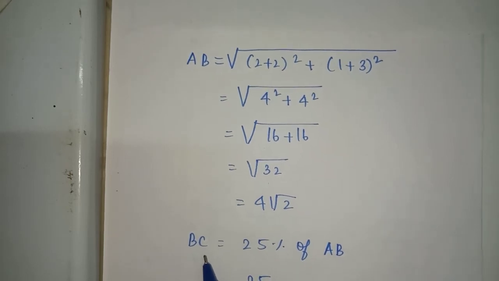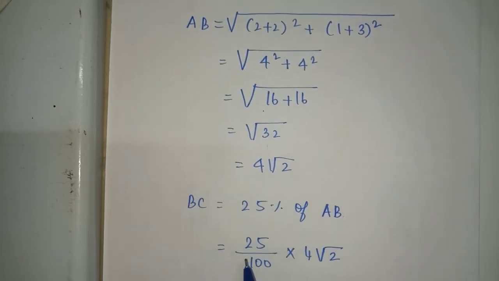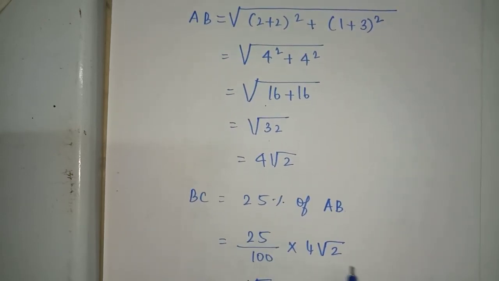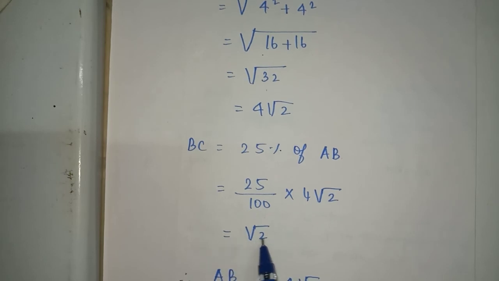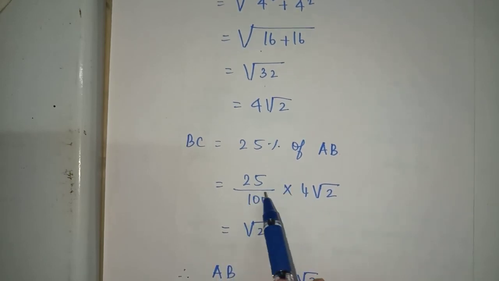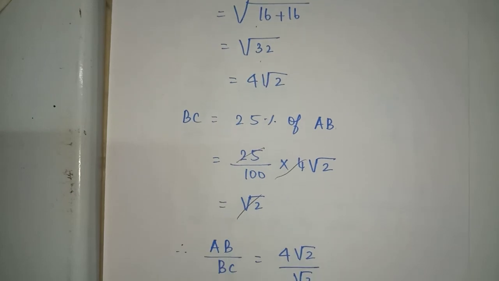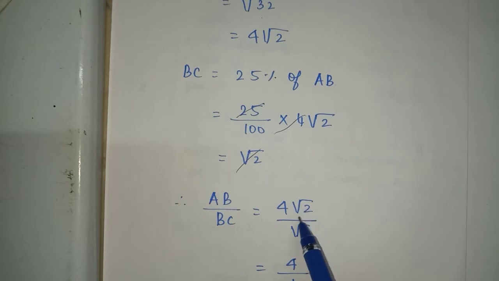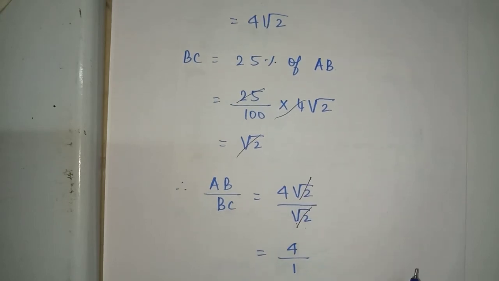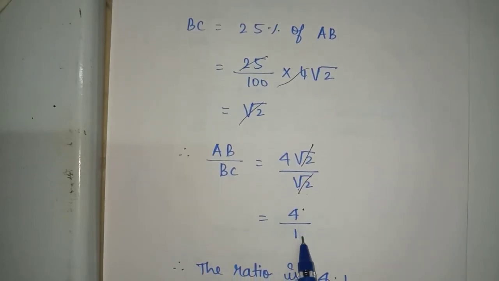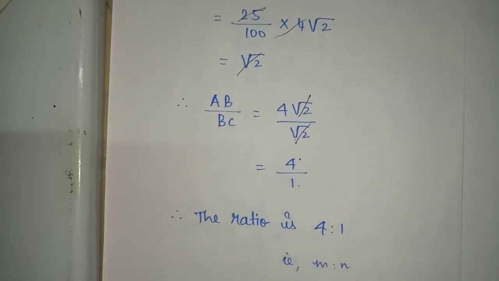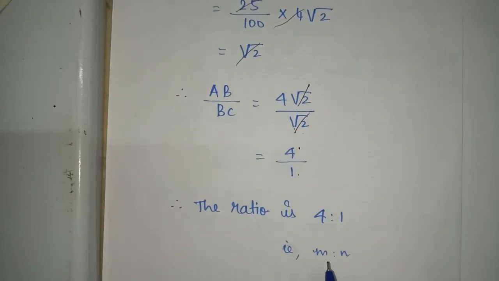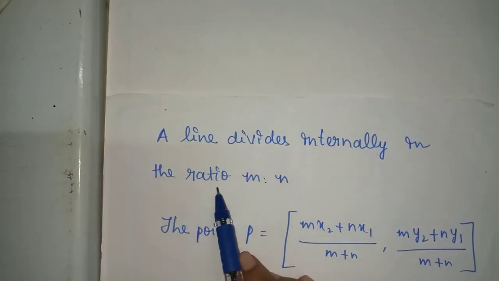So BC is given in the question. BC is equal to 25% of AB. So 25% is nothing but 25 by 100 into 4 root 2, which is equal to root 2, because 25 into 4 is 100, 100 gets cancelled, you get root 2. Therefore, AB by BC is equal to 4 root 2 by root 2, root 2 gets cancelled. So AB by BC is equal to 4 by 1. Therefore, the ratio is 4:1. That is the value of m is to n.